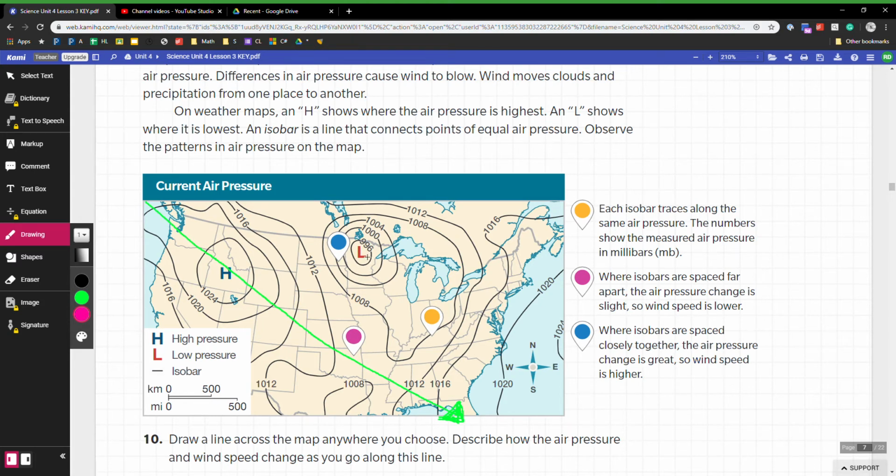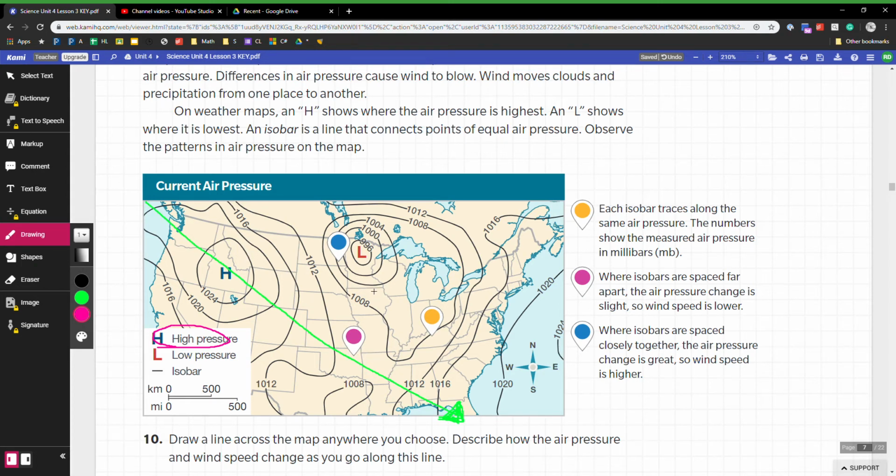This is low pressure. Remember that low pressure is going to be warmer. The molecules are spread out farther, so it's warm air, low pressure. That's why the H's are blue, because H is high pressure, and that's going to be blue because it's higher pressure. The molecules are closer together. It's colder.